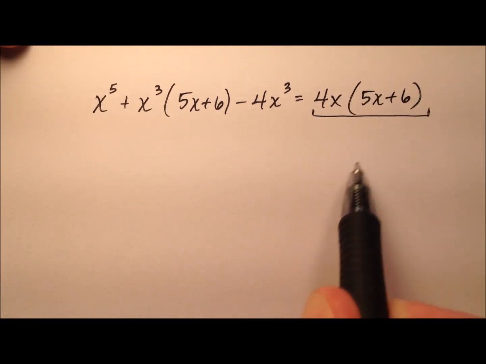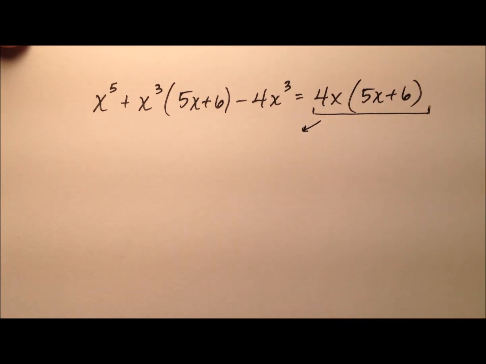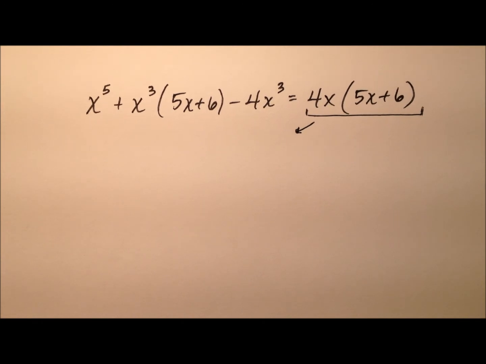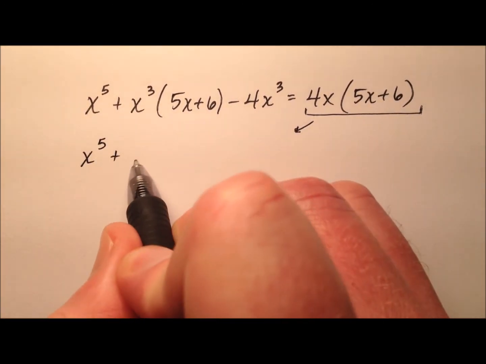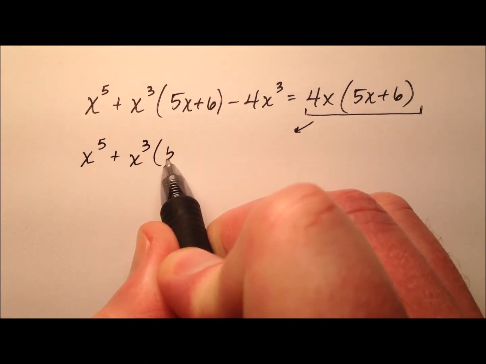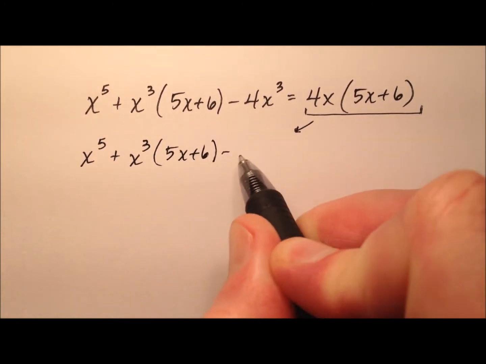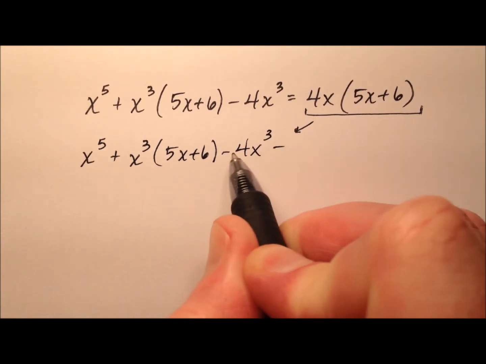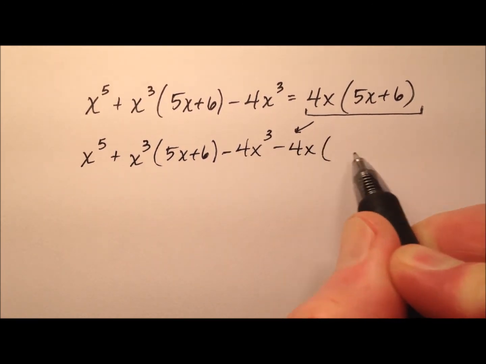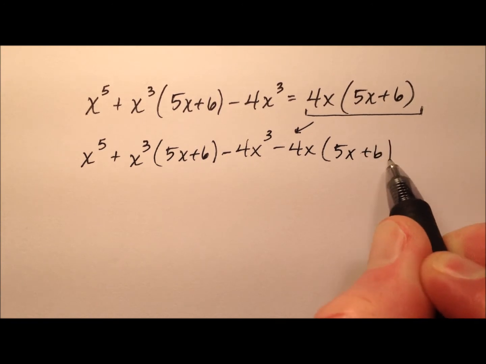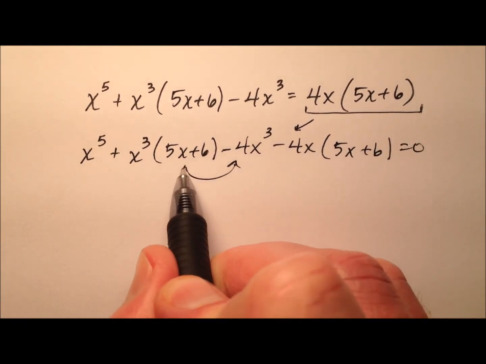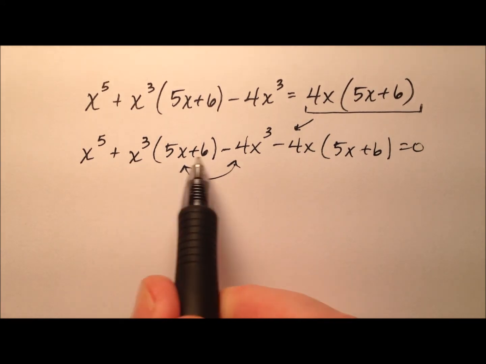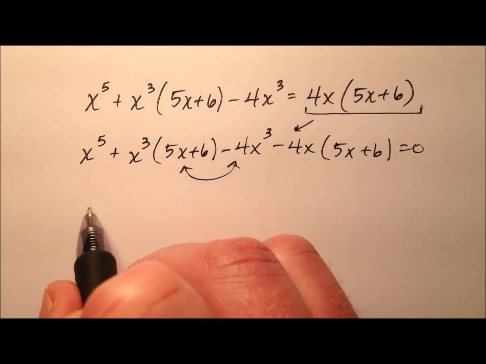4x times 5x plus 6, and I'm going to bring it over to the left side because I know in order to solve this by factoring, I still need it equal to 0. So let's go ahead and do that. So x to the 5th, and then we're not distributing. I'll just keep everything in its place, and then minus 4x times this quantity, 5x plus 6, and that equals 0. Okay, I'm going to switch these two terms around so I can get these 5x plus 6's next to each other.